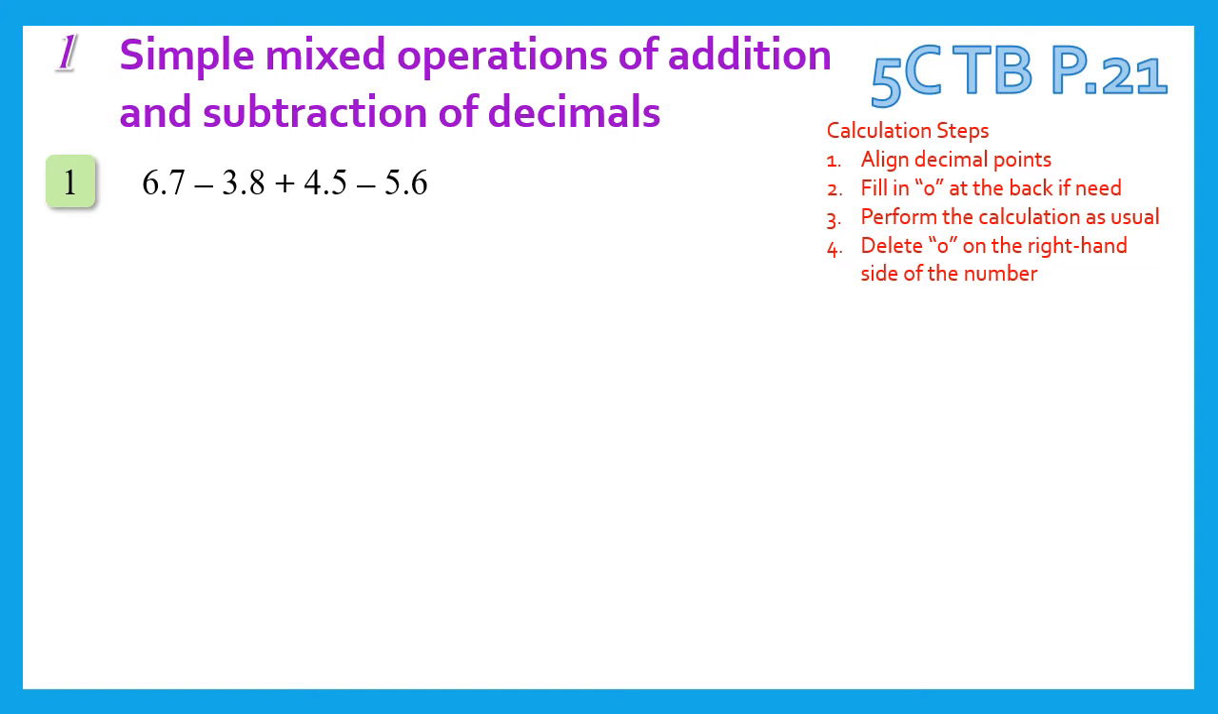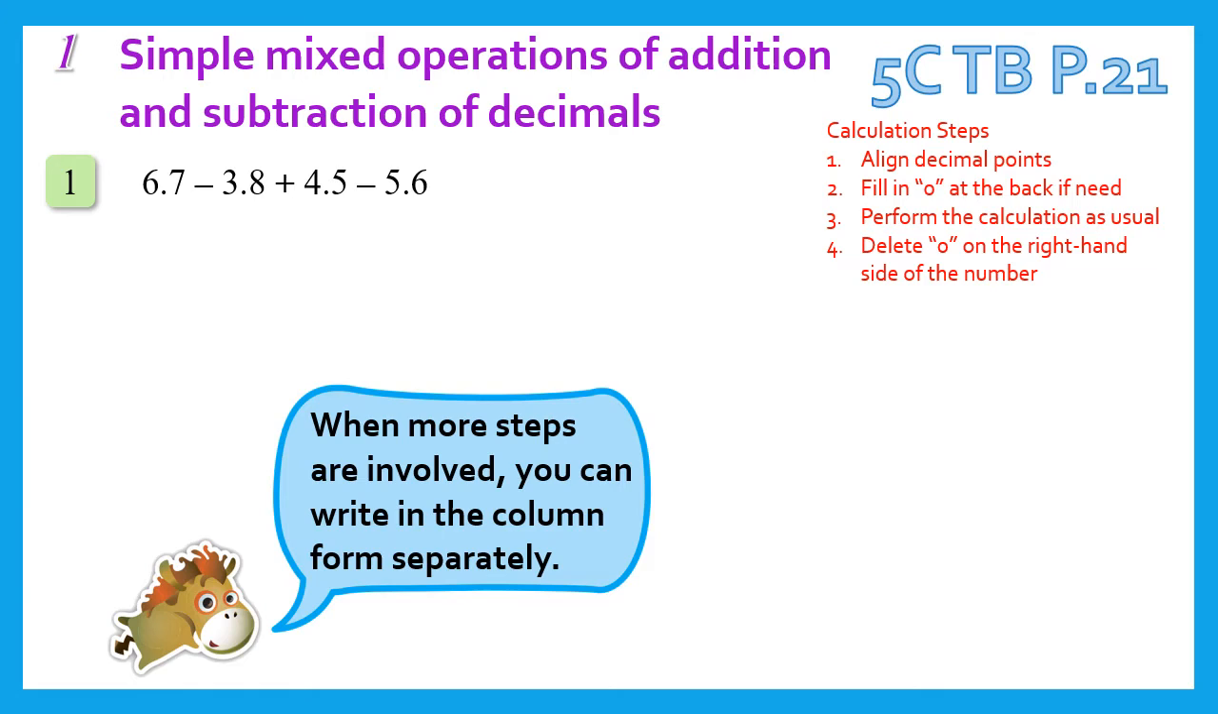You'll see that we have more than 3 numbers here, and do the calculation. If there are more steps involved, you also can write it down in the column form separately, one by one, so you can do the calculation correctly. The first one is 6.7 minus 3.8, and you do the calculation, find the answer is 12.9. You can write it back. For these two becomes 2.9, and then copy the remainder part.